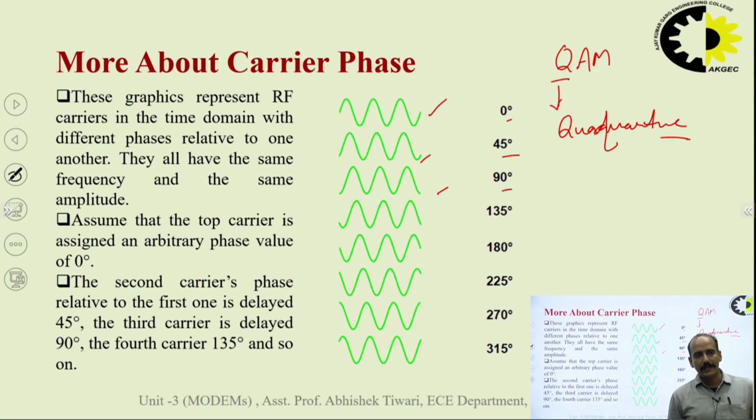So assume that here the top carrier is assigned an arbitrary phase value of 0, then the second carrier's phase relative to the first one is delayed by 45 degrees. Similarly, the third one is delayed by 90 degrees with respect to this. The fourth one is 135 degrees with respect to this. So this is about the carrier phase.